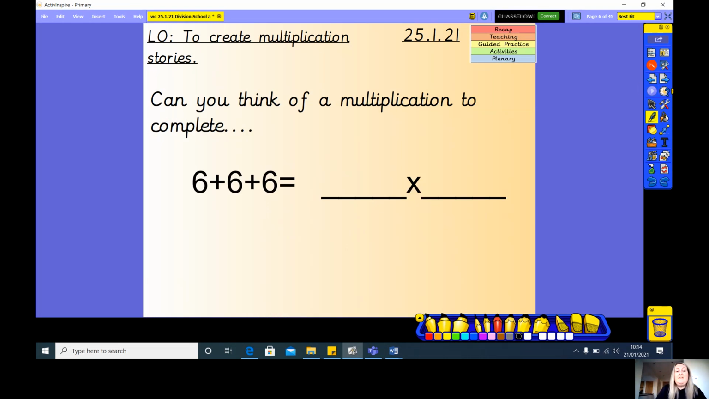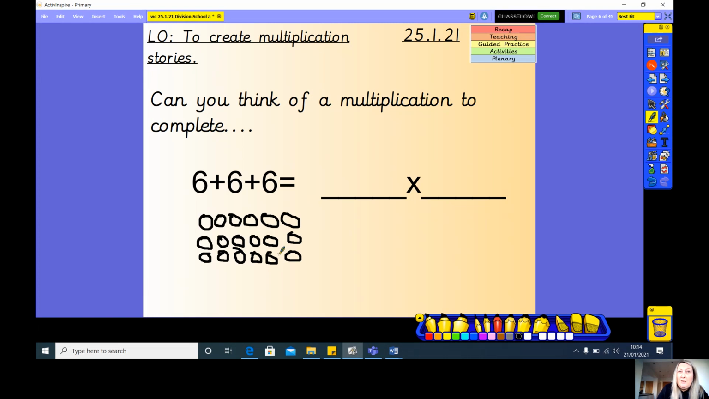Let's have a look at completing this multiplication sentence. So we've got 6, add 6, add 6. So we could draw this out as an array, couldn't we? We could do 6, 1, 2, 3, 4, 5, 6, and another 6, 1, 2, 3, 4, 5, 6, and a final lot of 6. 1, 2, 3, 4, 5, 6. 6, add 6, add 6.